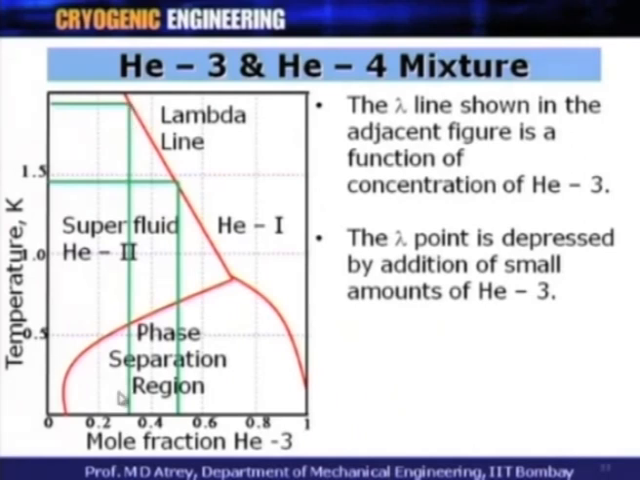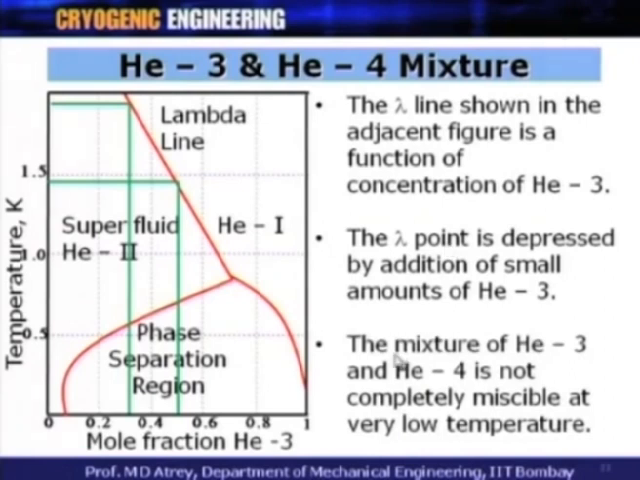So, depending on the percentage or mole fraction of helium 3, you will have different lambda points. This is the lambda point for the corresponding mole fraction of helium 3. This basically shows that as you go on adding helium 3, your lambda point decreases. That is why the lambda line shown in the adjacent figure is a function of the concentration of helium 3. The lambda point is depressed by the addition of a small amount of helium 3. So, as you go on adding helium 3, your lambda point temperature comes down.